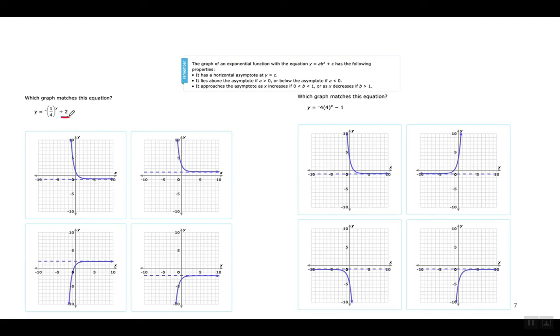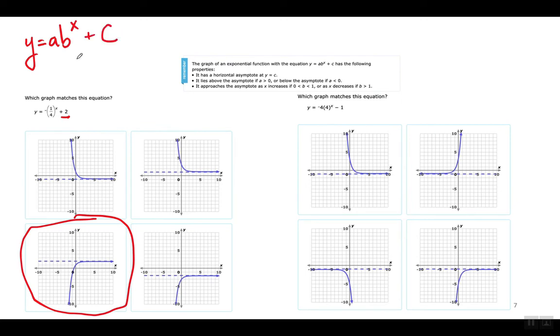Again, the horizontal asymptote is indicated by that number right there. So first, I look at which graph has a horizontal asymptote at positive 2. There's only one, which is this one, because this one's at positive 1. But let's just keep studying this a second. So what is A in this example? Remember, an exponential function is written in that form. So what is A in this example? A has to be negative 1 because B is 1 over 4 to the x power.